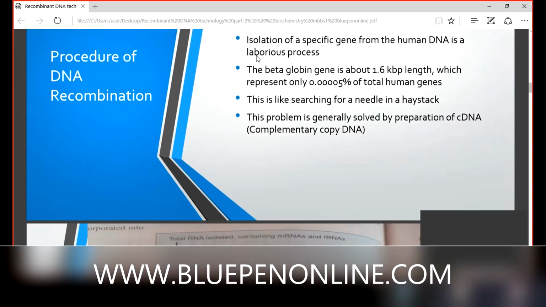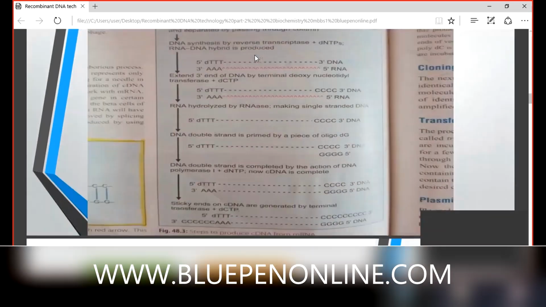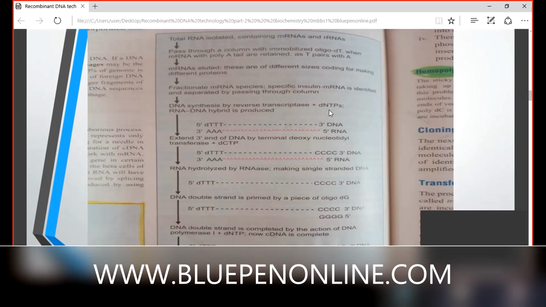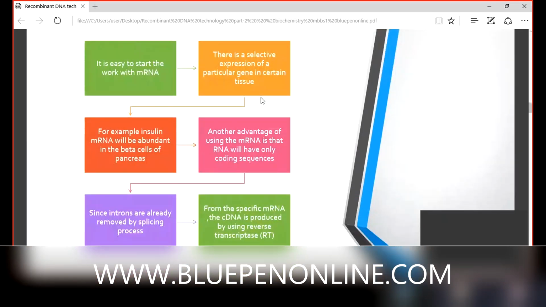You can see a number of steps in the case of the preparation of cDNA. We will come into it. Don't worry. It is easy to start the work with mRNA, not with DNA. In the replication, transcription, translation stages, we start our work with mRNA. Why do we work with mRNA? Because, as we will discuss, it is easy to start the work with mRNA.